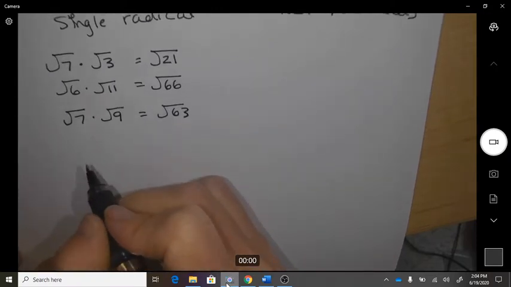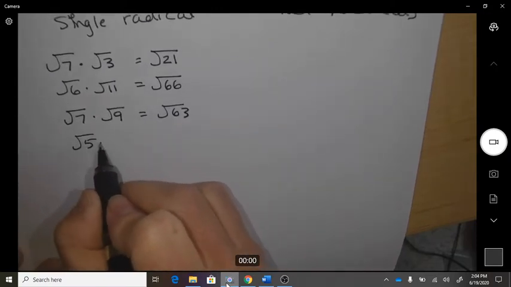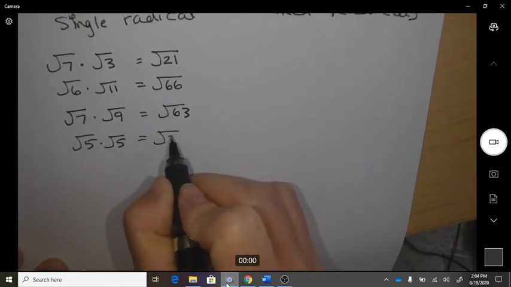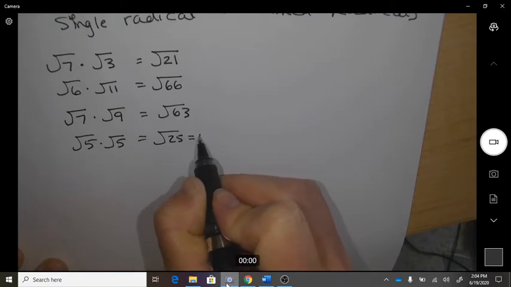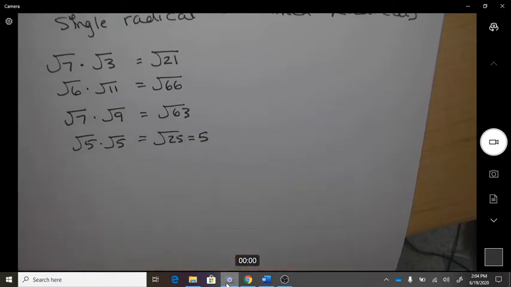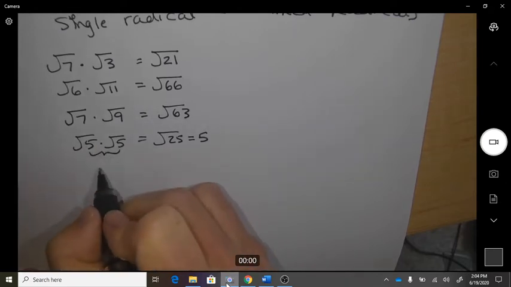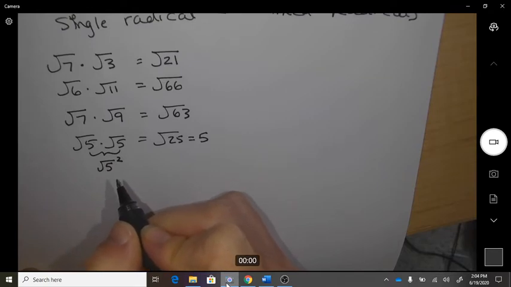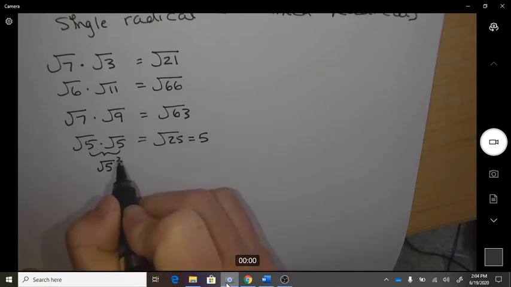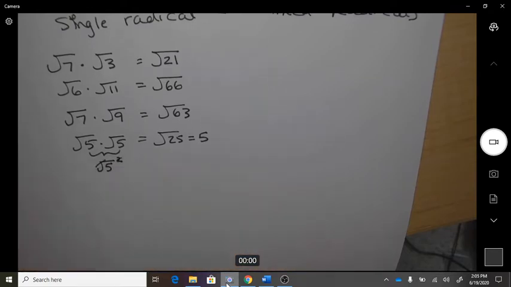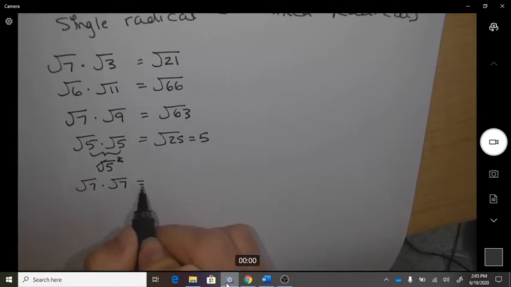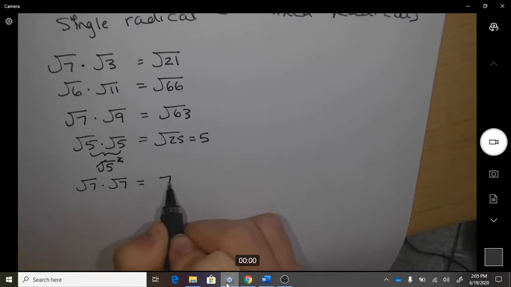Here's another one that's kind of tricky. So root 5 times root 5. Okay, if we follow the rules before, it's just root 25. But we know that's just 5, the whole number 5. So you can see that this is us taking root 5 and squaring it, because it gets repeated twice, and then it ends up canceling each other. So root 7 times root 7 should just end up being a whole number 7.